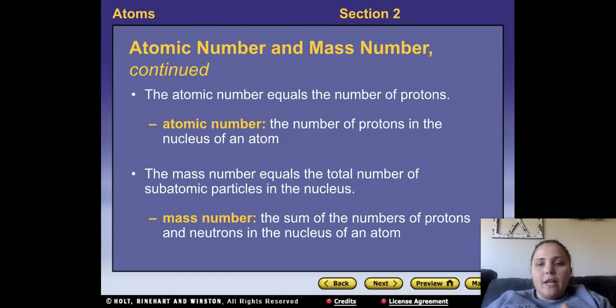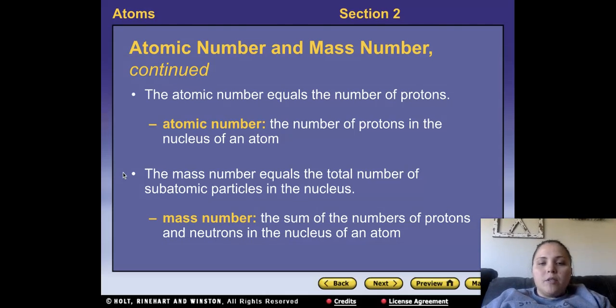So when you're looking at the periodic table, there are 2 main numbers that you're going to need to know what they mean. First is the atomic number. The atomic number is generally the number that's going to be on top of the square in the periodic table, and it represents the number of protons that are in that atom or that element.